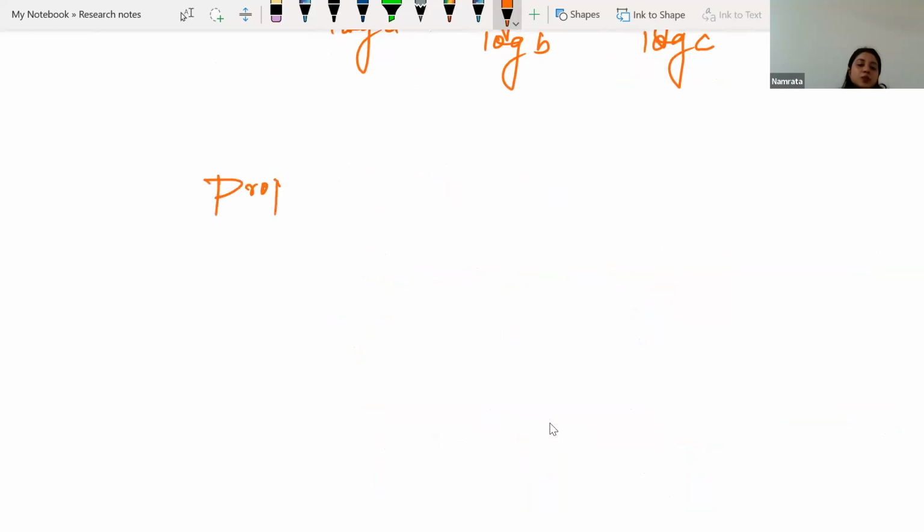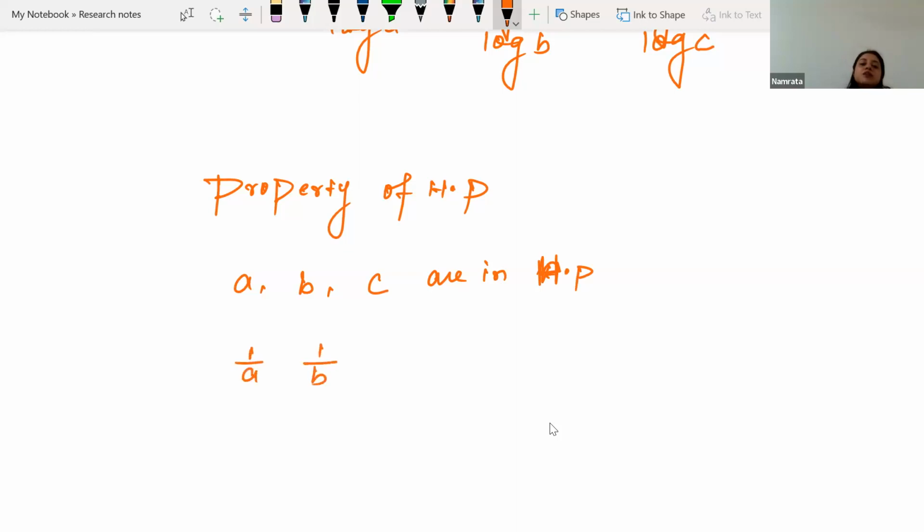Now let's see the property of HP. So the property of HP is, if A, B, C are in HP, always we will be finding the property with the help of arithmetic progression. As I said in the very beginning, no need to memorize the formula for harmonic progression. Always just try to relate it with arithmetic progression. So if A, B, C are in HP, can I say 1 by A, 1 by B, 1 by C will be in AP? Can I say, Lina?